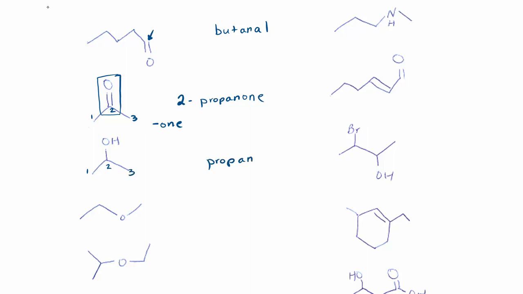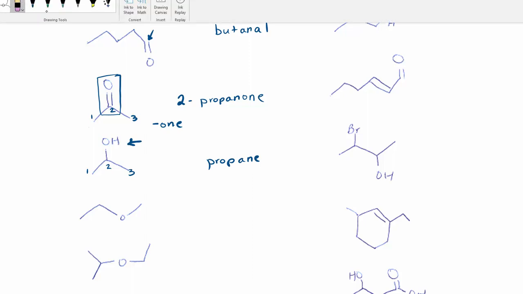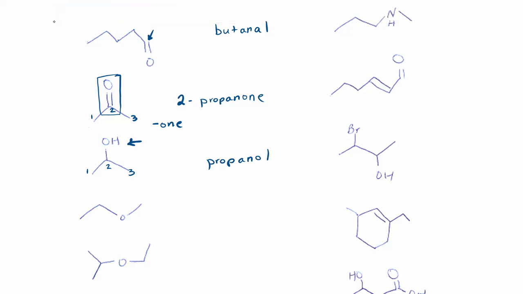We would name that propane. Notice the functional group. The functional group is an alcohol. Alcohol means we take the E off and we add OL. But we can't just call this propanol because we have to indicate where it is. It's either going to be on carbon 1 or carbon 2, and in this case, it's on carbon 2. 2-propanol would be the IUPAC name.